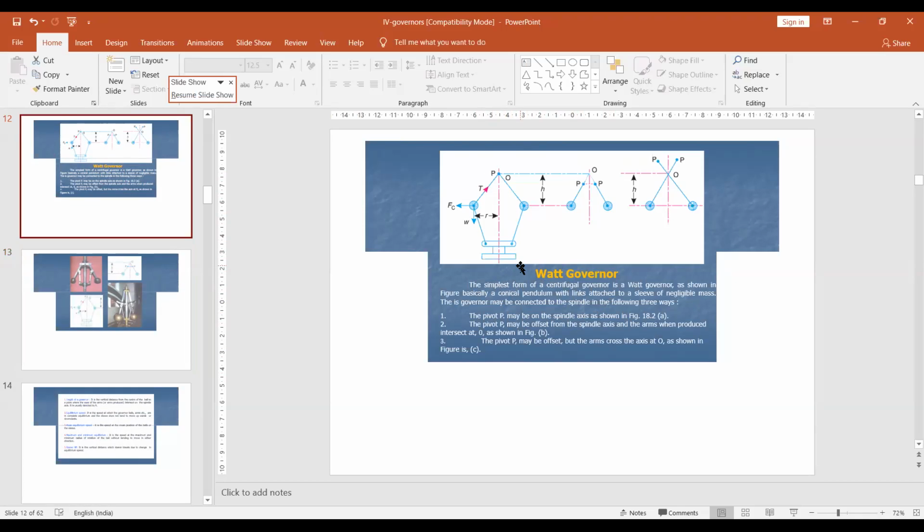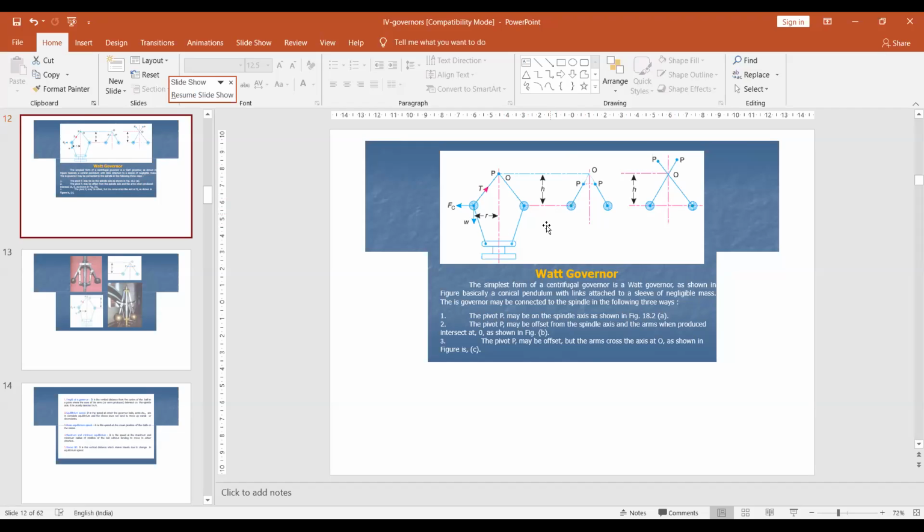When we take our Watt governor, the pivoted point is set up on the spindle axis. So that is our case A. And in case B, the pivoted point may be offset from the spindle axis, before the fixed point. Before the fixed point, they may get some offset. That is figure B. And in the third condition, the pivoted point may be offset after the fixed point. So fixed point O is there.